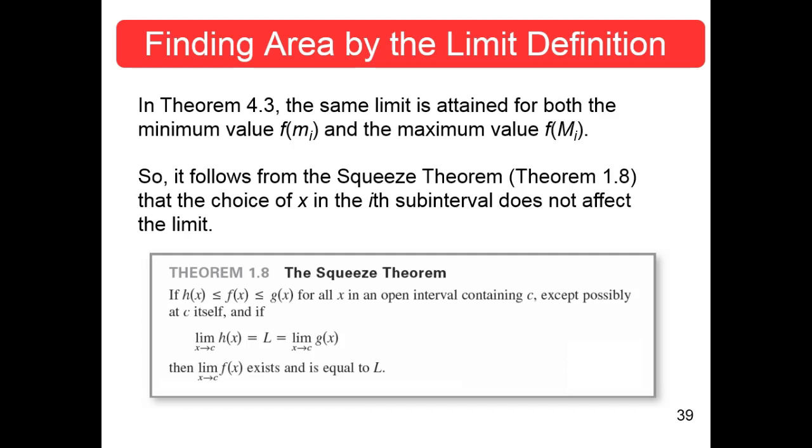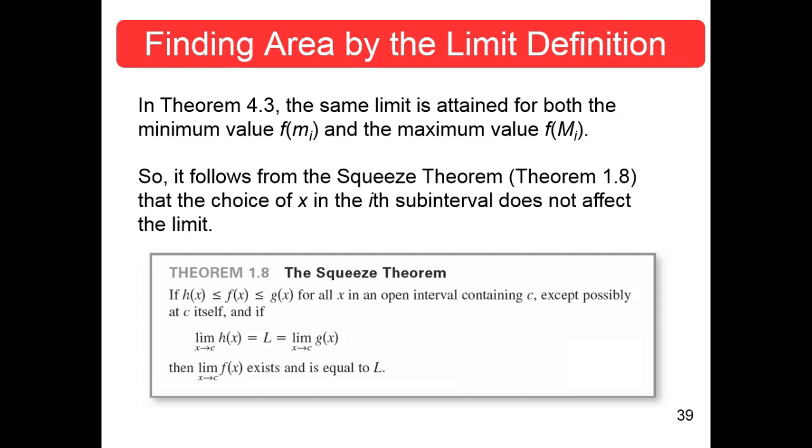So it follows from the squeeze theorem, theorem 1.8 way back then, that the choice of x on the ith subinterval does not affect the limit. Pick an x, any x. It doesn't have to be the max, the min, or any. So if this is your lower, that's your maximum. These are three different functions.